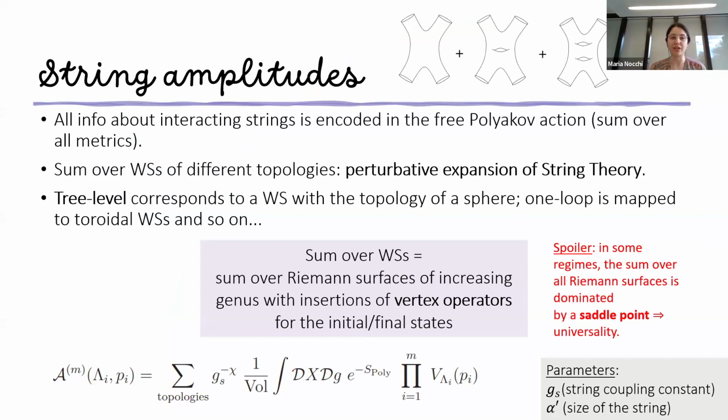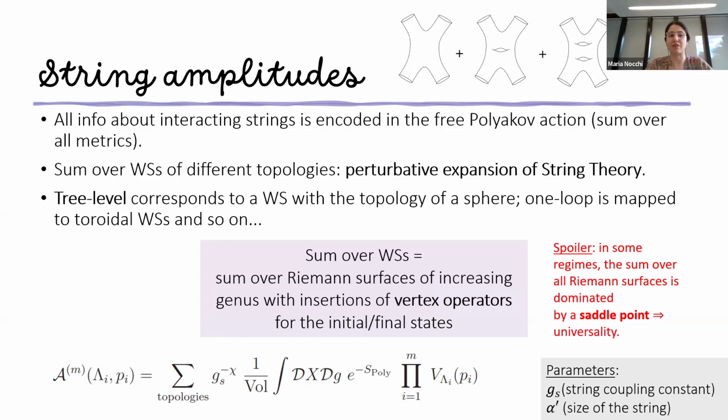While in string theory, all the information about how strings interact is already there. In the sense that you have the standard Polyakov action, which is free, but then you sum over the metrics and you insert by hand the vertex operators which describe the initial and final state.